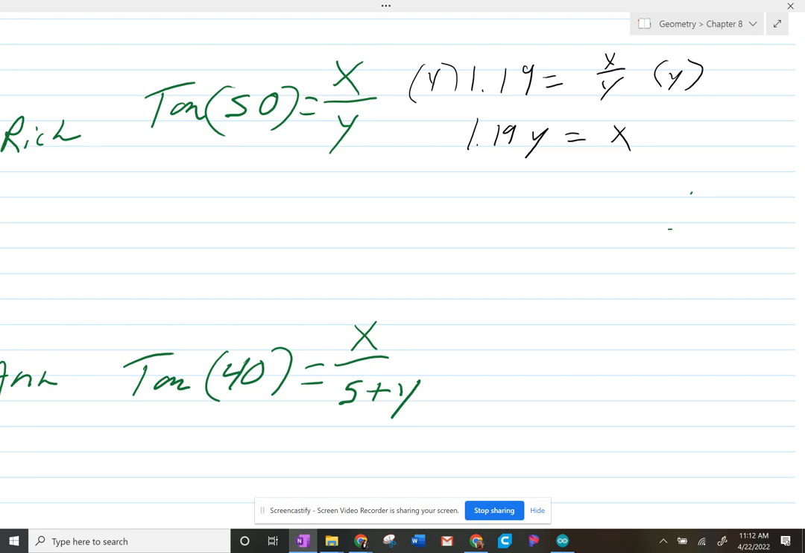Now, if I'd like to, I can plug that information back in. So the next part, tangent of 40 is my next equation. Tangent of 40 is going to be 0.839. I'm going to use 3 decimals just so that way I'm closer. We know what x stands for, right? I can put that in right now. Equals 1.19y over 5 plus y.